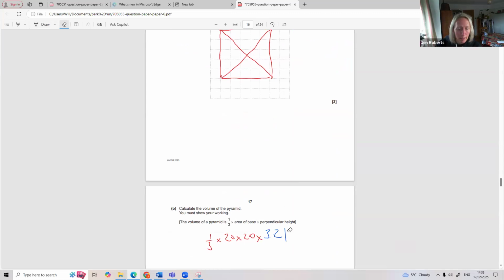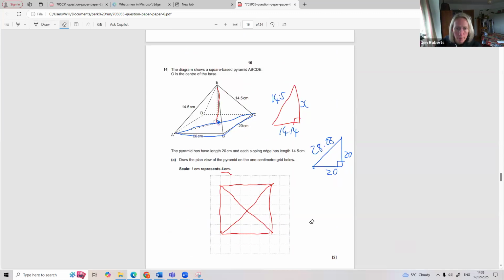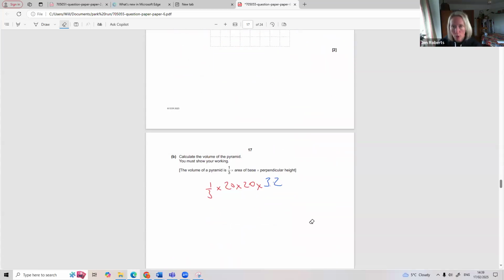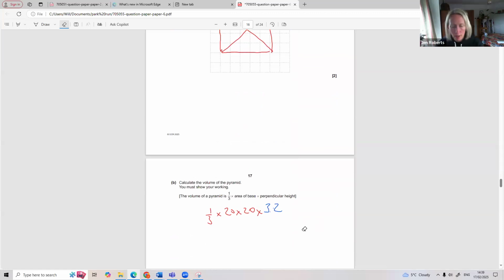Unless I rounded it correctly, it definitely gives me 3.201. So just use 3.2. If I had got 3.21 before, maybe I just rounded too early in one of these calculations. So if we type that in your calculator, we get 426.6 or 427.